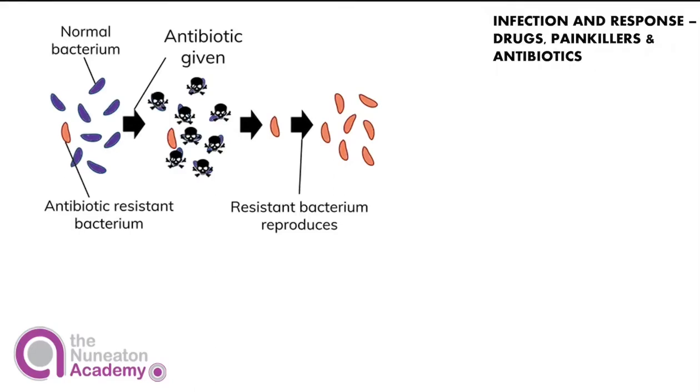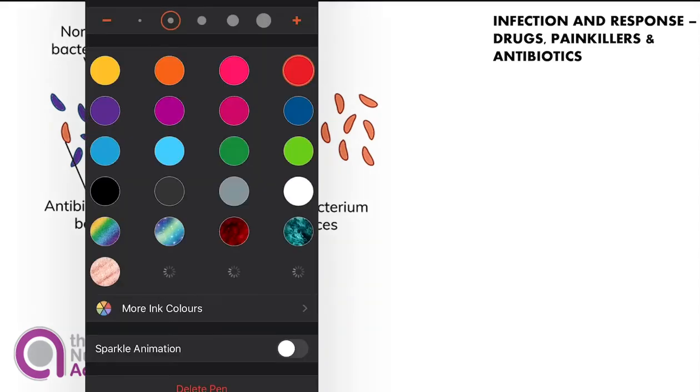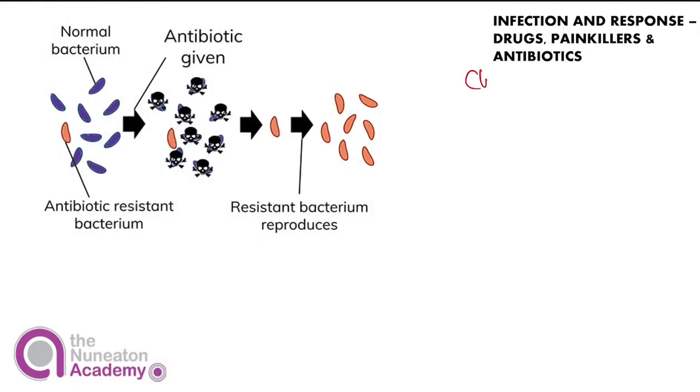So in this lesson, you will have been looking at the definition of a drug to begin with. Now, just to remind you, a drug is a chemical substance that has a physiological effect on the body.